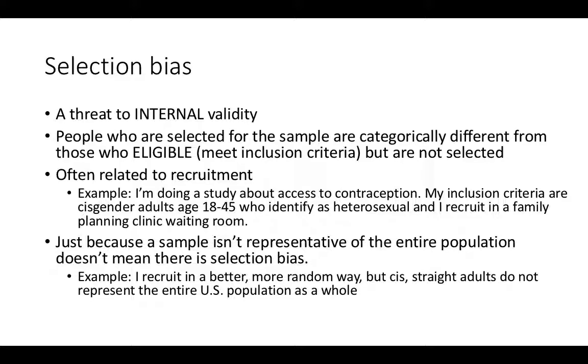So another thing that you should be aware of is what's called selection bias. And so selection bias is a threat to internal validity. And it also has impacts for external validity or generalizability. So in selection bias, we're talking now about the sampling frame. So people who are selected from the sample are somehow categorically different from those who are eligible, people who meet inclusion criteria but are not selected.